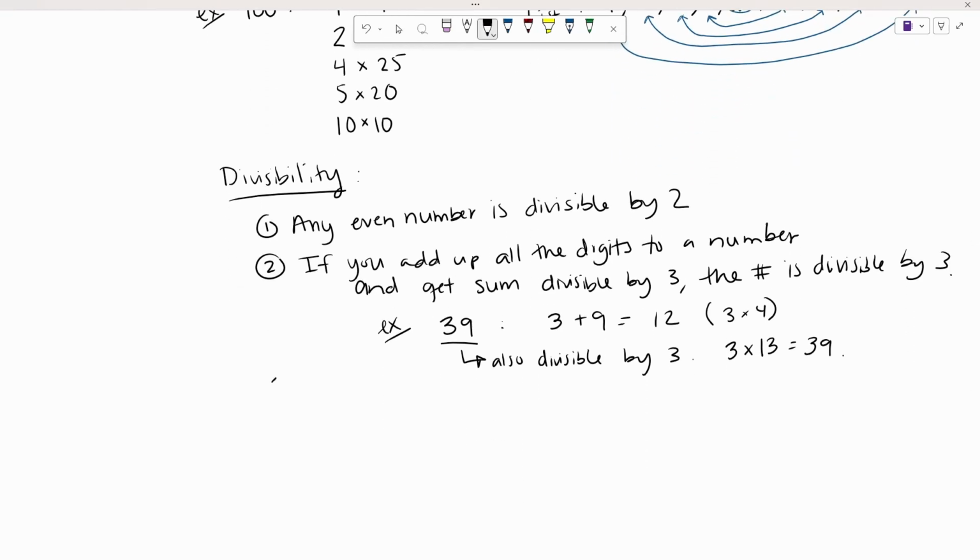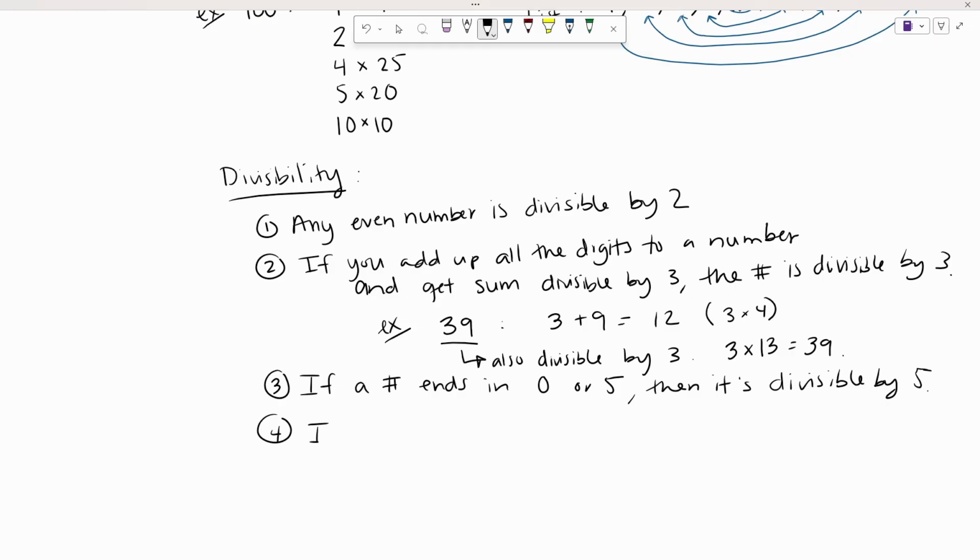The third tip for checking for factors is that if a number ends in 0 or 5, then it's divisible by 5. And then the last trick is if a number ends in 0, then it's divisible by 10.